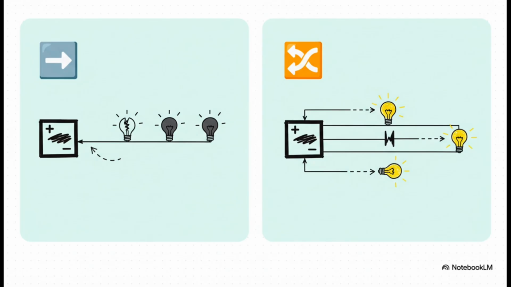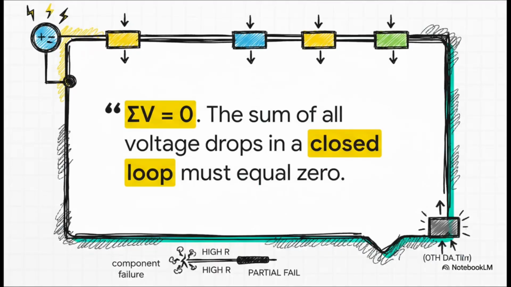Voltage is constant across every branch, and your total current is the sum of all the branch currents. This right here, this is the fundamental basis for all modern aircraft bus design. It allows for an individual system to fail without taking the entire bus down with it. Next up, Kirchhoff's voltage law, or KVL. Simply put, the sum of all voltages in a closed loop has to equal zero.